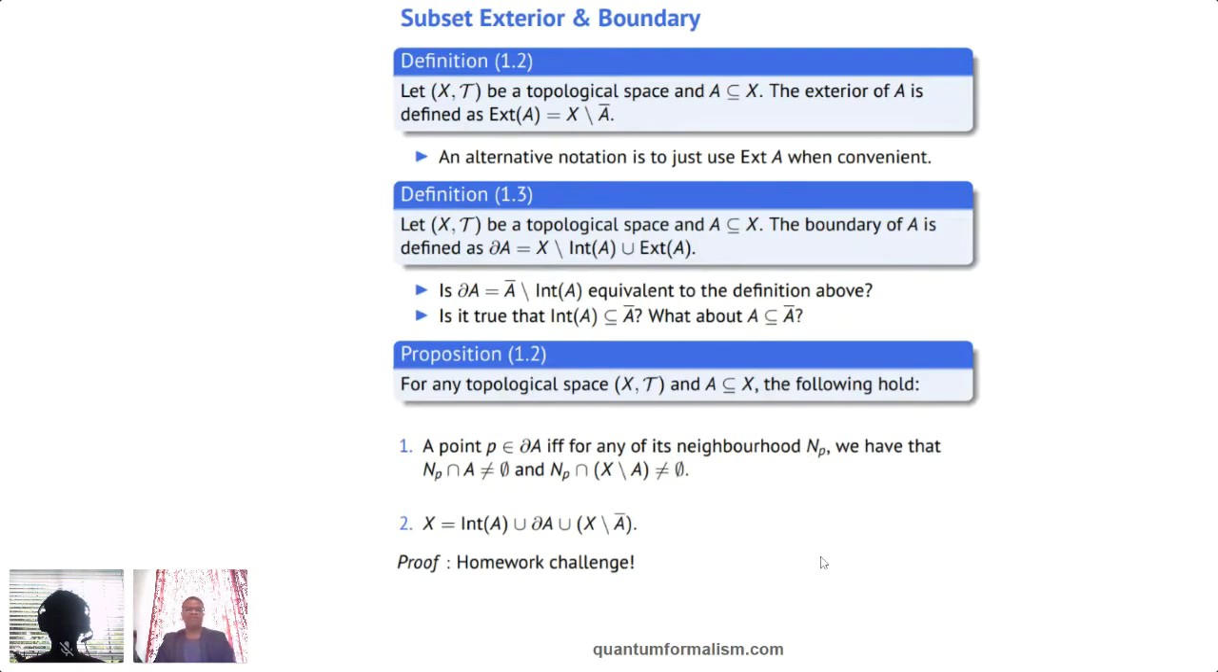So we have the concept of interior, closure, exterior, and boundary. These are very important. They will show up later. We will come to this later in the metric topology and also in the manifold section.